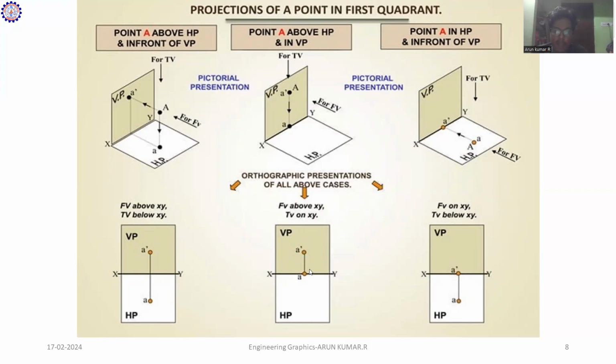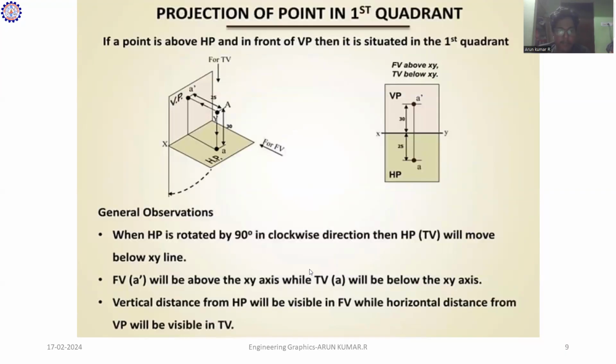What is the second case of these conditions? The point A is above HP and in VP. Here, A dash is located above HP, that is above XY, and A is located on the VP, so the top view point is lying on the XY line. In the similar case, A dash is lying on XY and A is lying on the HP plane. This case is easy to understand from the above pictorial diagram. Let's see the next slide.